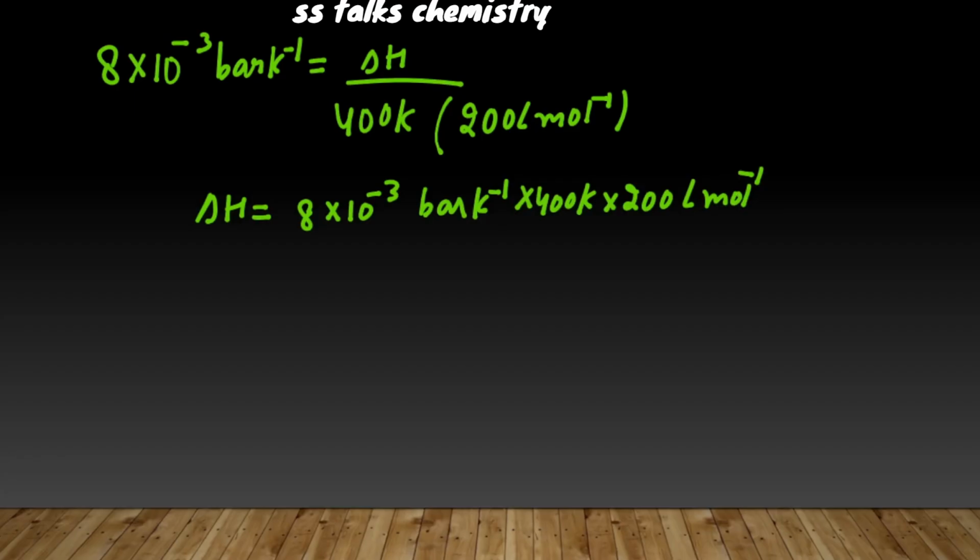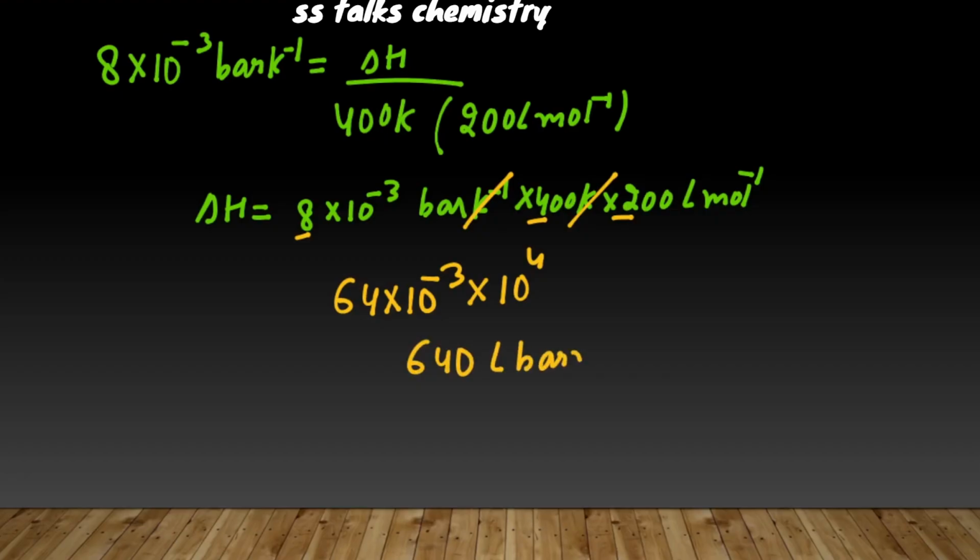So here the units you see are per Kelvin, and this Kelvin term will get cancelled out. So the answer we are getting is in liter bar per mole, right? It comes out to be 8 4s are 32, 32 2s are 64, into 10 to the power of minus 3, into 10 to the power of 4. So it is becoming 640, in the units of liter bar per mole. These are the units we are getting.